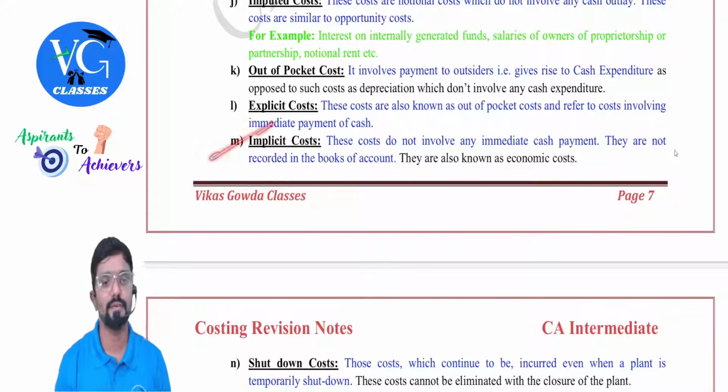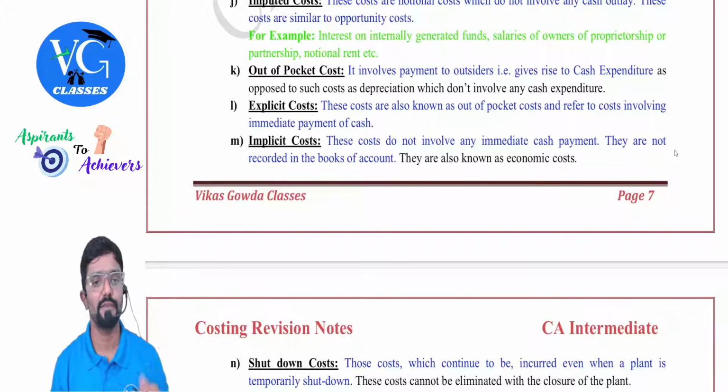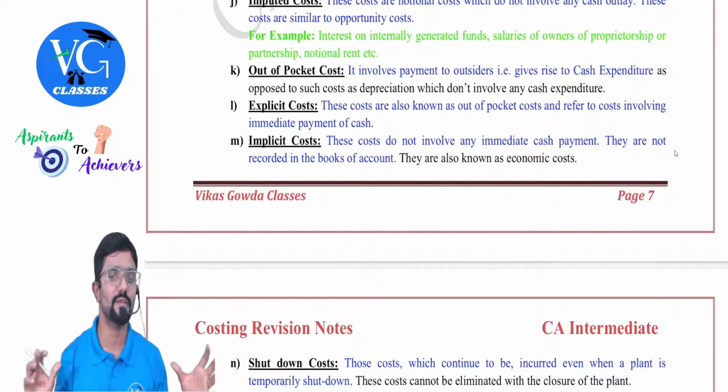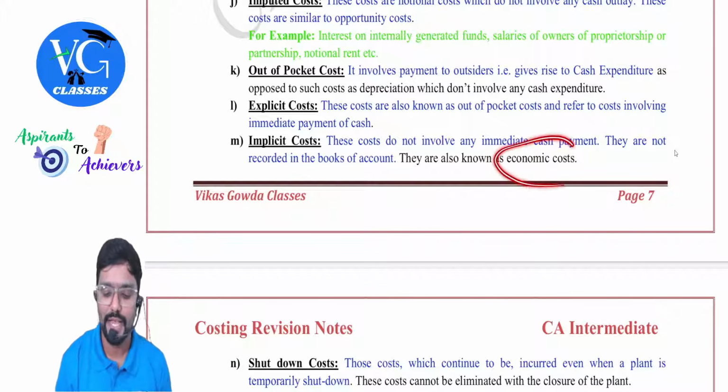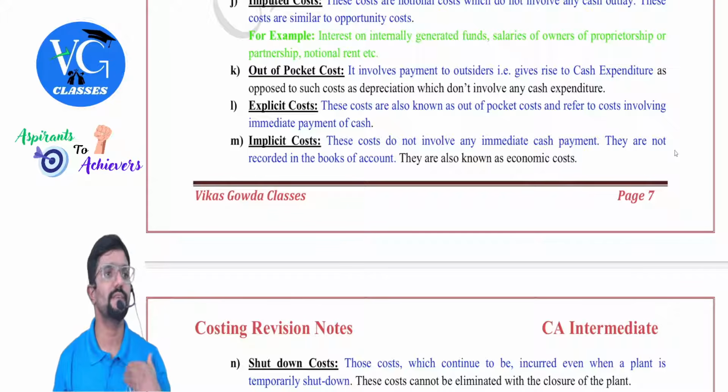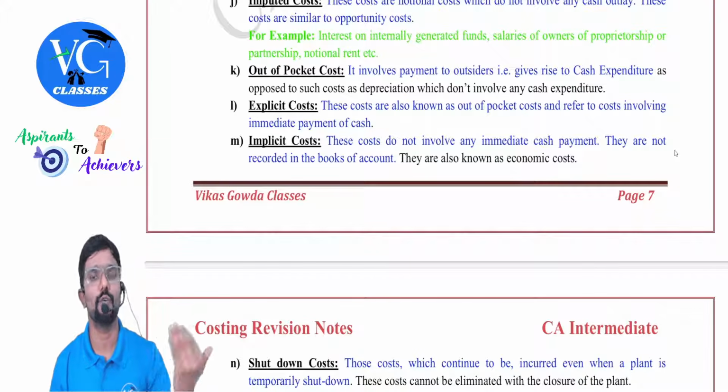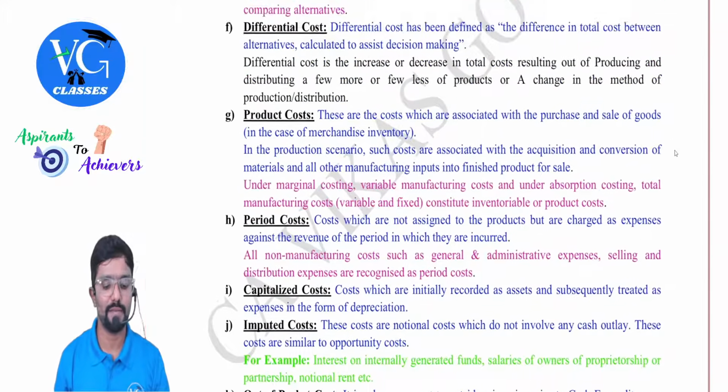Even implicit cost is something connected to this only. We will see. Implicit cost: these costs do not involve any immediate cash payments. They are not recorded in the books of accounts. They are also known as economic cost. Even for this, there is no cash outflow. So all these are one and the same, guys.